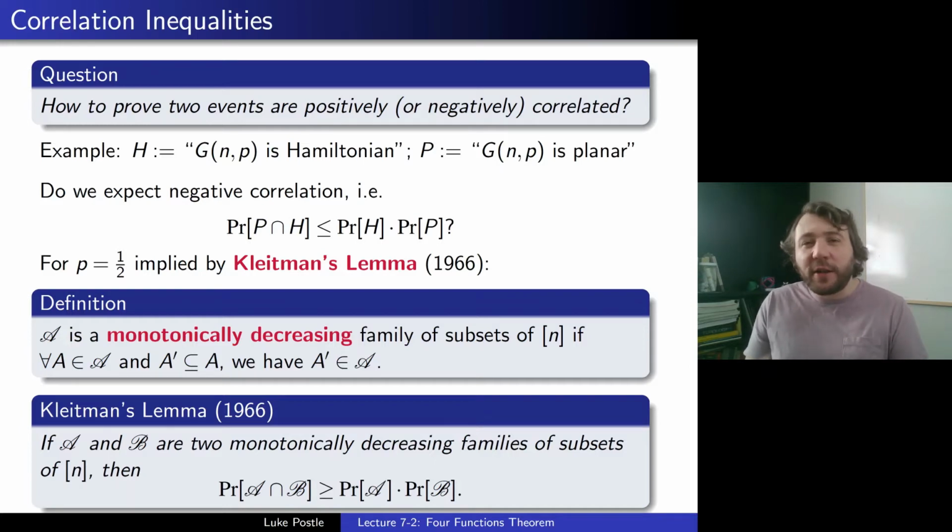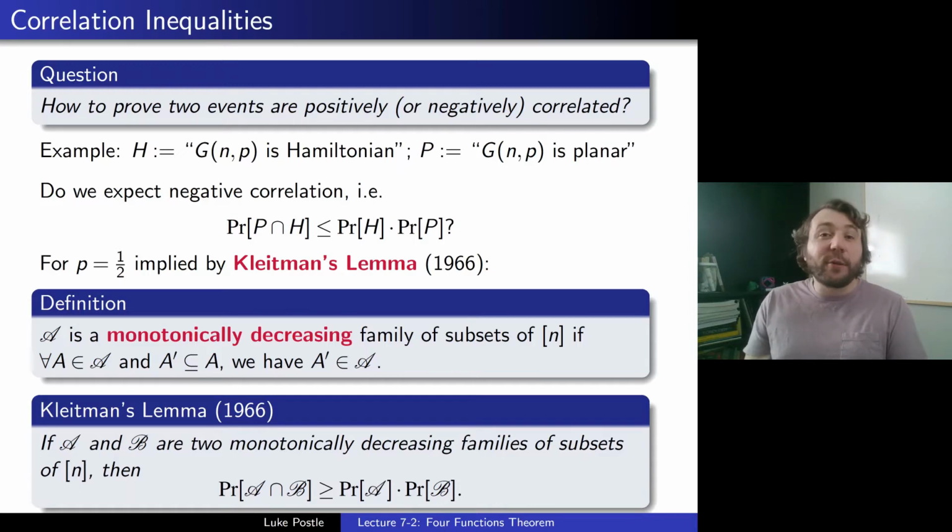So somehow if we have monotonically decreasing families of sets, if they're both downward closed, then their intersection is likely. And that's somewhat believable. Somehow they're going in the same direction, and so we expect more than what we'd get if they were independent. So that's Kleitman's lemma. Of course, you could do the same with monotonically increasing families, and again you'd have this positive correlation. That follows from this just by taking complements. And similarly, if you have one increasing and one decreasing, then you get negative correlation. So that's Kleitman's lemma, where you look at these monotonically increasing or decreasing families of subsets.